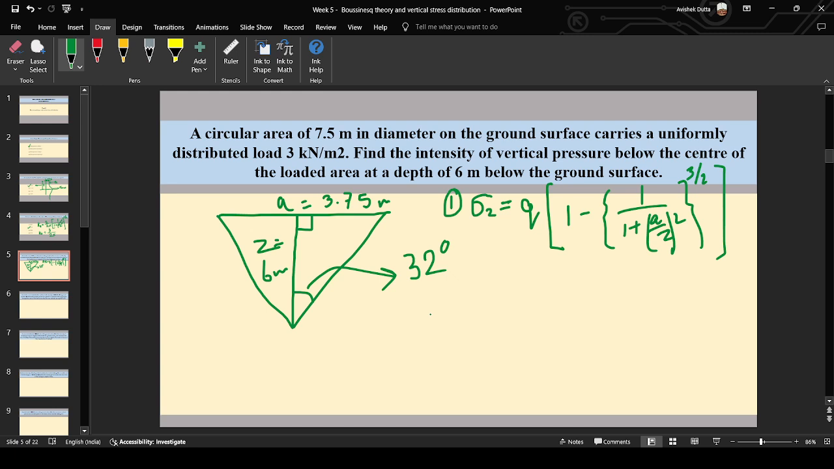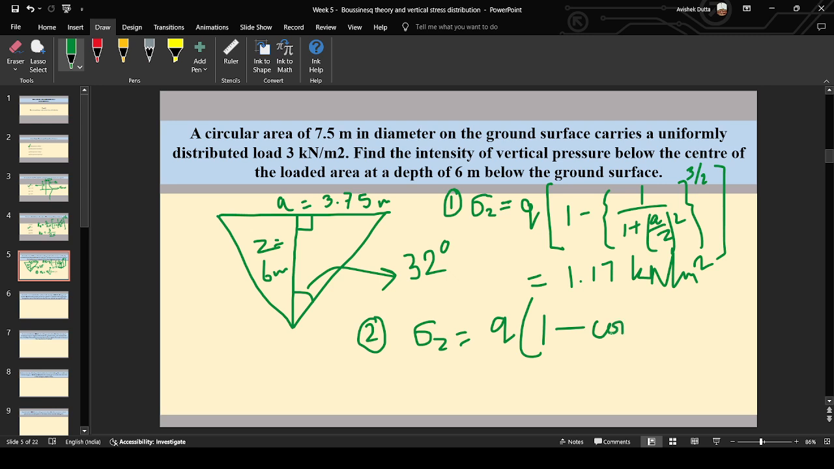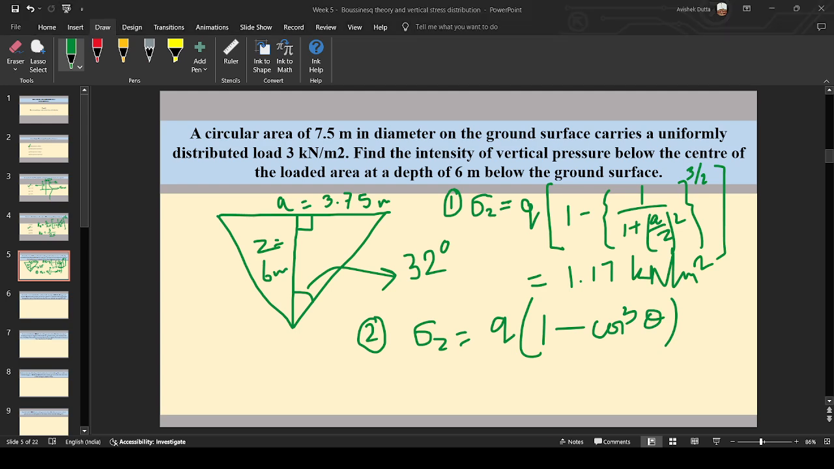What is the value of q? Value of q is 3. Yes, you will find the answer to be approximately 1.17 kilonewton per meter square. Okay. Now if you don't want to use this formula, there is another formula for circular loading, or loading in a circular area. The formula goes sigma z equals q loading into 1 minus cos cube theta.